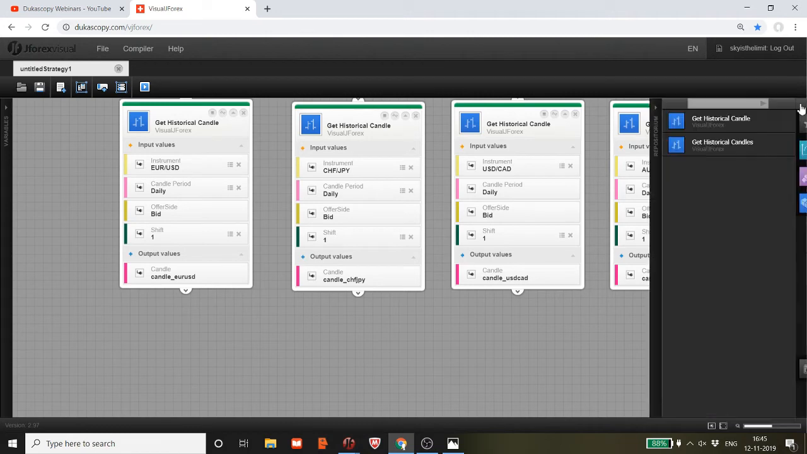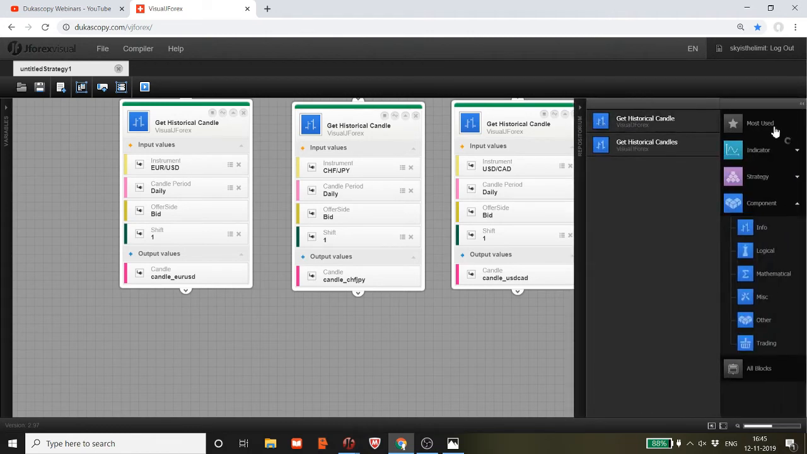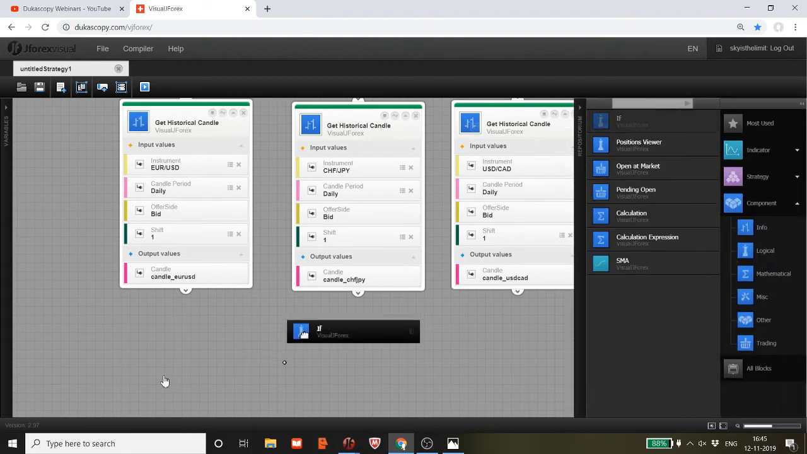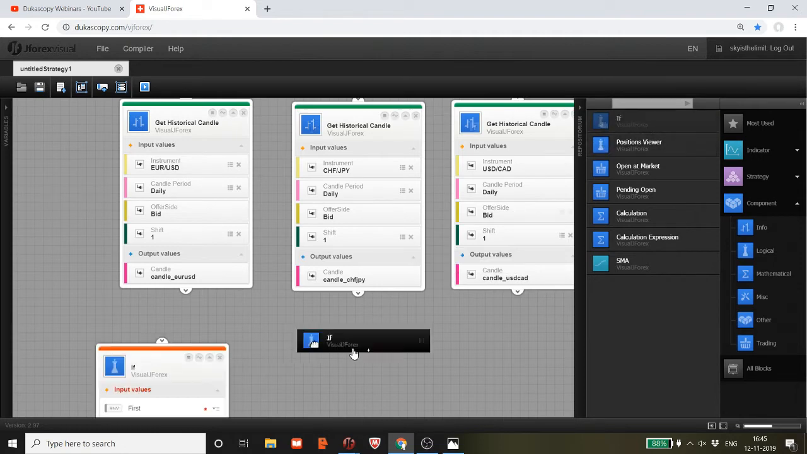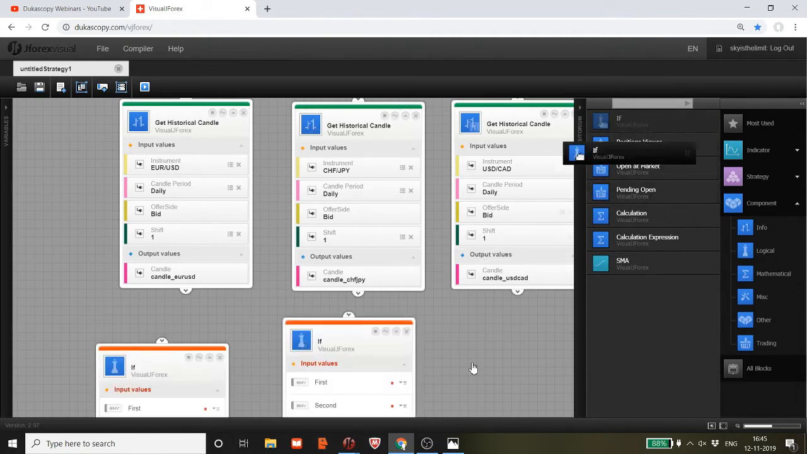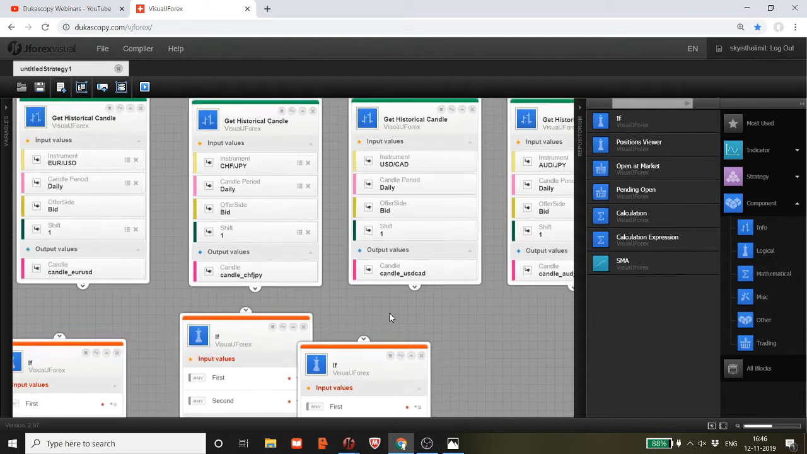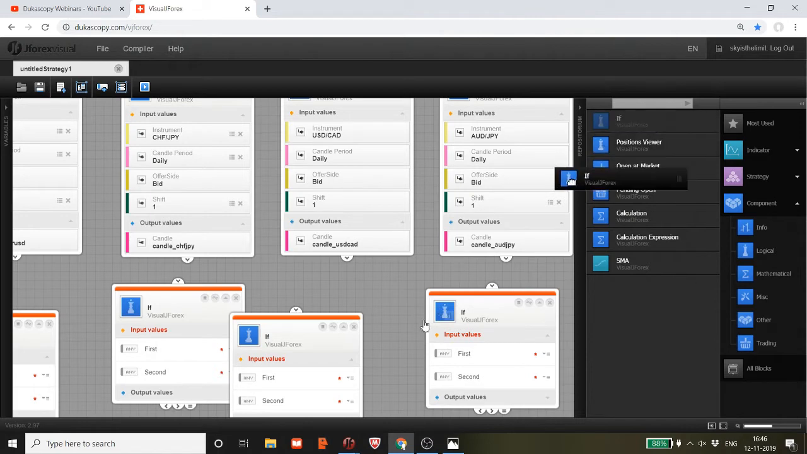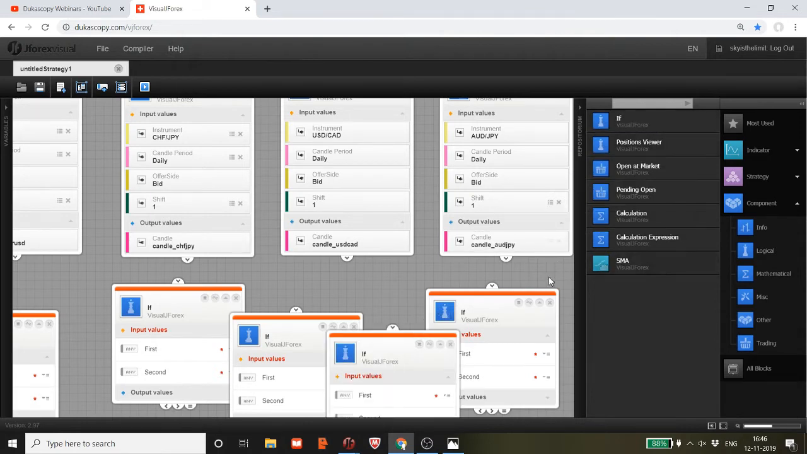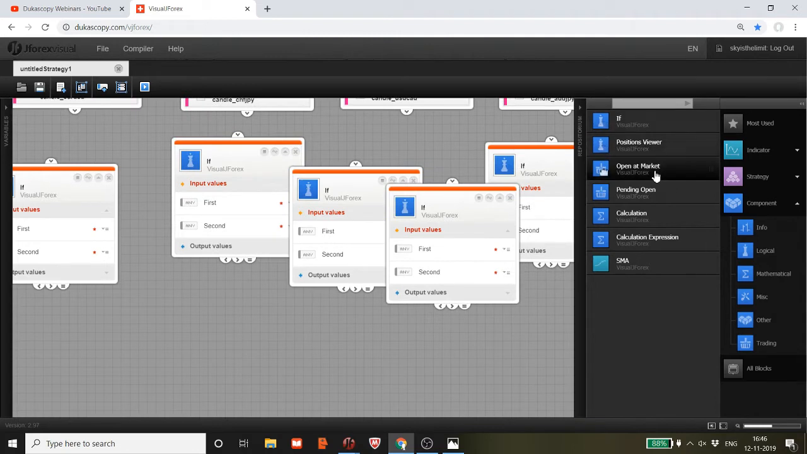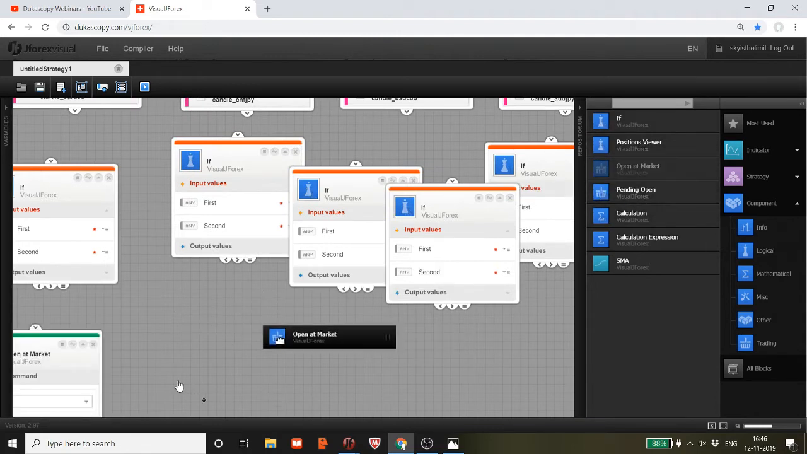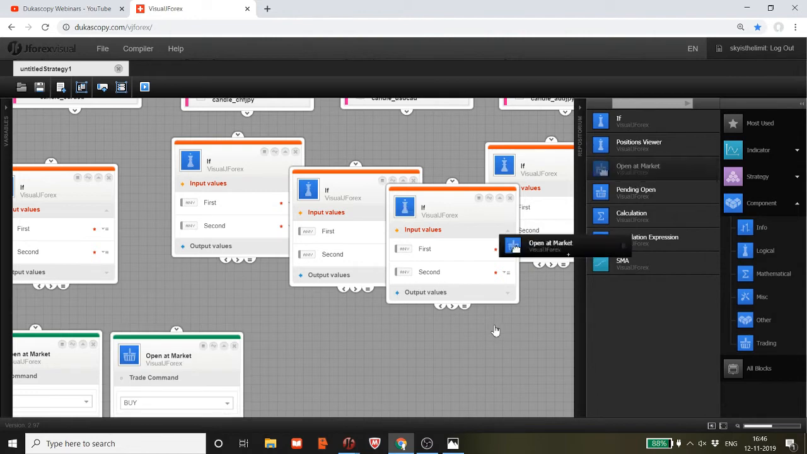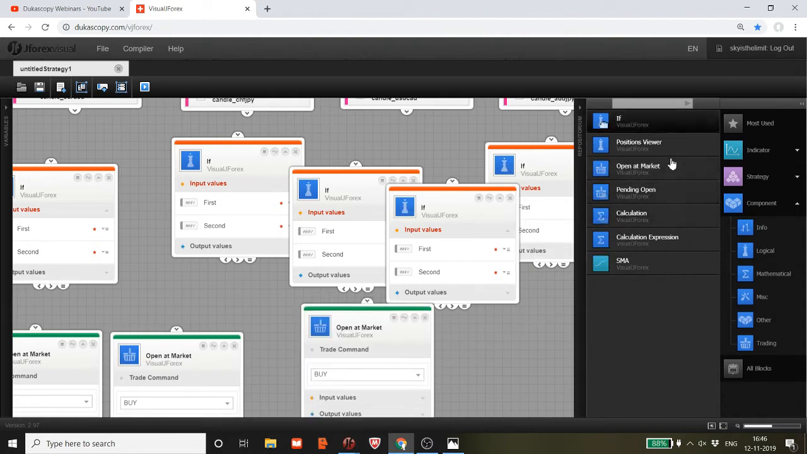Okay, now logic will be very simple. Take the 5 if blocks. Okay, and then we need a open at market blocks. 10 open at market blocks will be required as we have the 5 instruments. So 2 each.